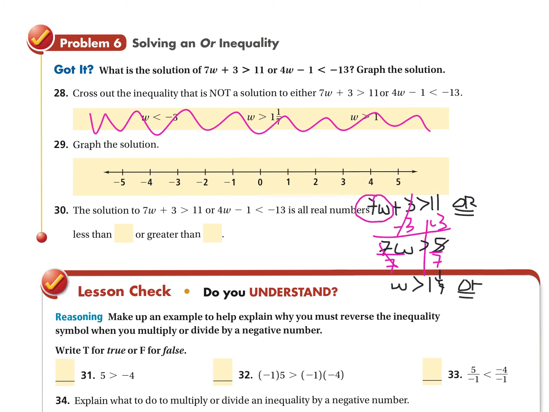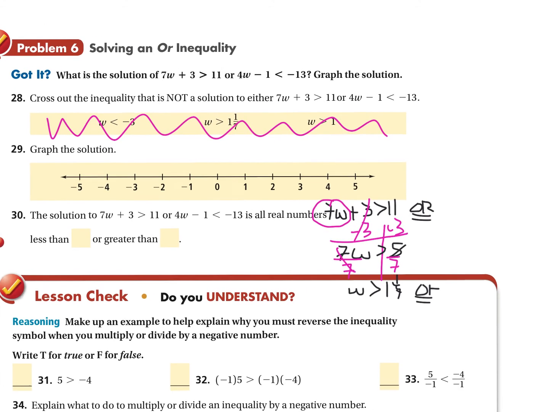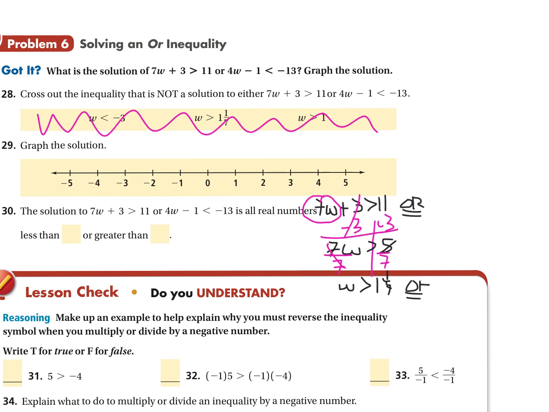Now we're going to do the other inequality. I'm going to move this over a little bit to the right. I have a little bit more room. And so now I'm going to solve 4w minus 1 is less than negative 13. Okay. And I am going to circle my 4w because I want it by itself. So I'm going to add 1 to both sides.